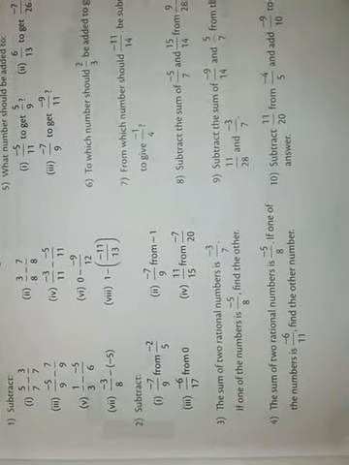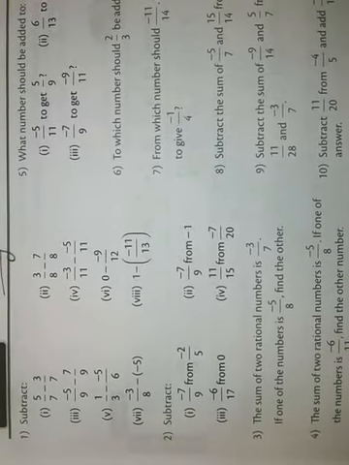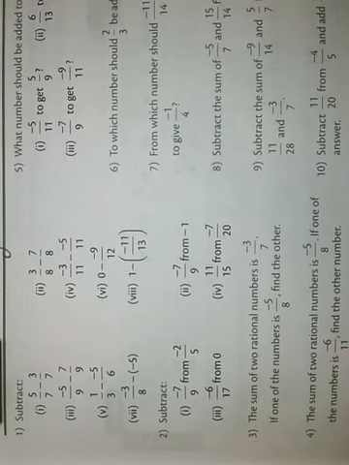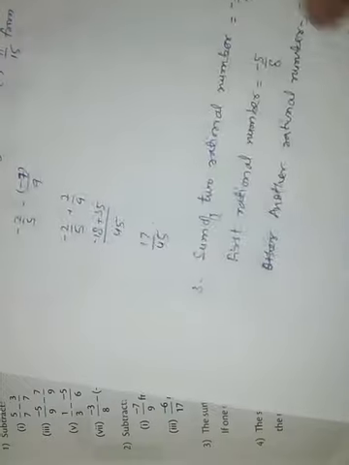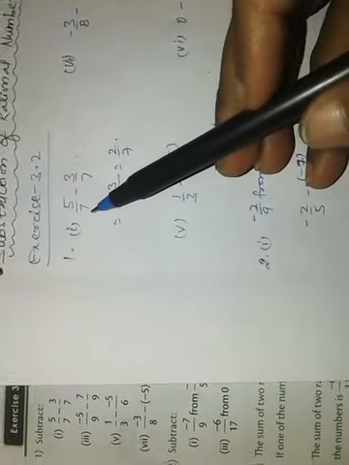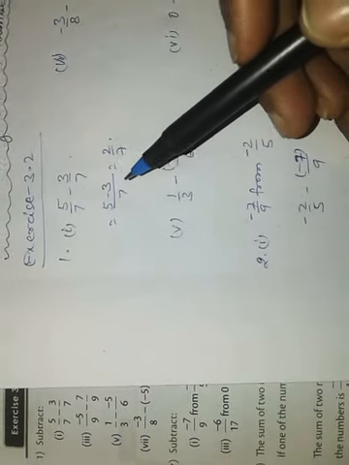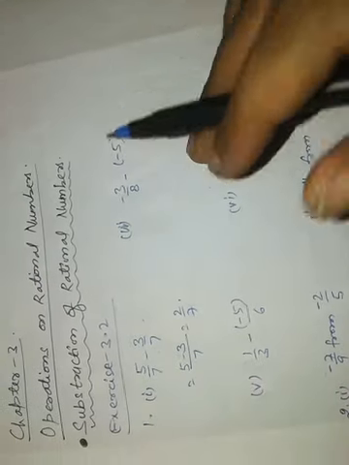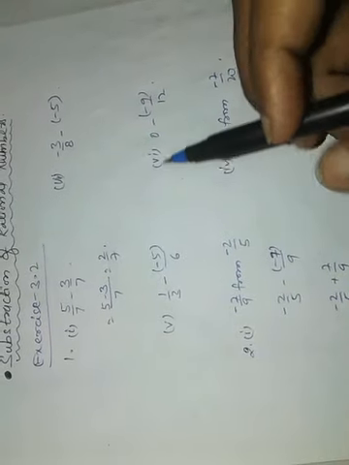So here we start. Question number 1: 5 by 7 minus 3 by 7. We have similar fractions here, so we don't need to take the LCM. We go simply. I have the solution, so look here. For the first question, I have written 5 by 7 minus 3 by 7. We can directly write 5 minus 3 by 7, and then subtract 5 minus 3, that is 2 by 7.